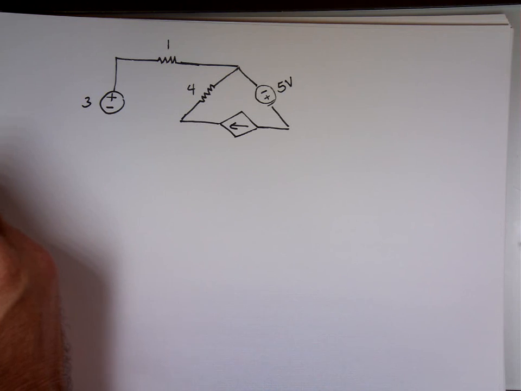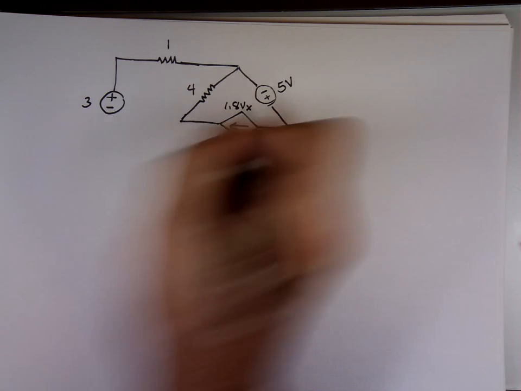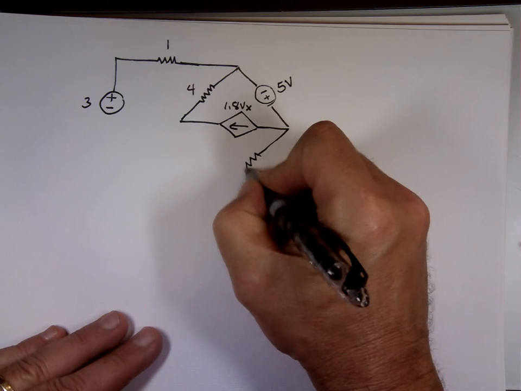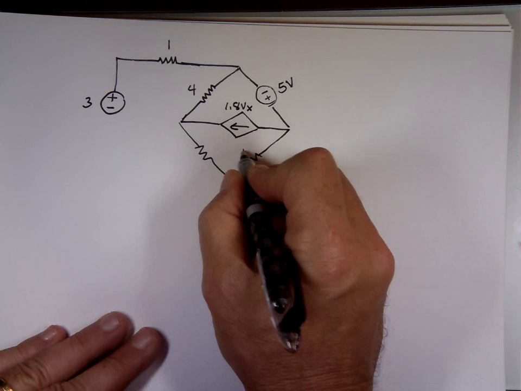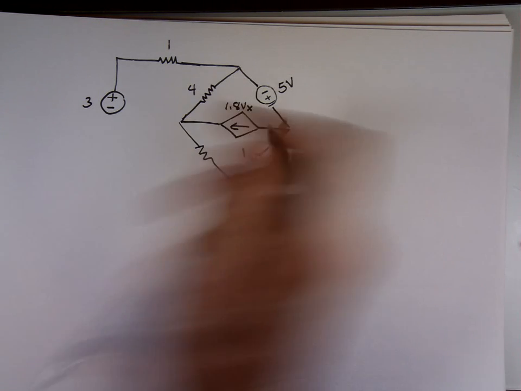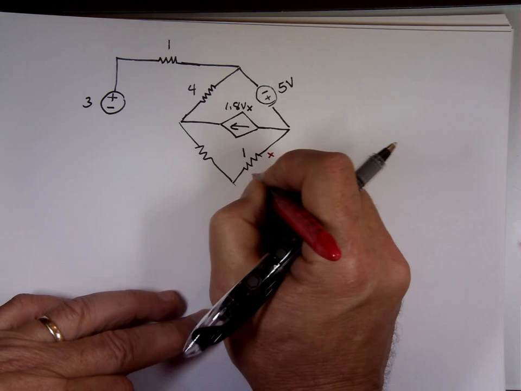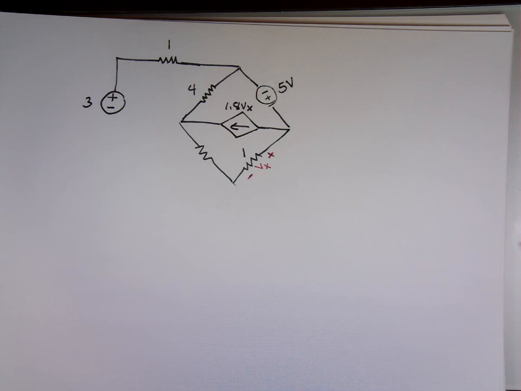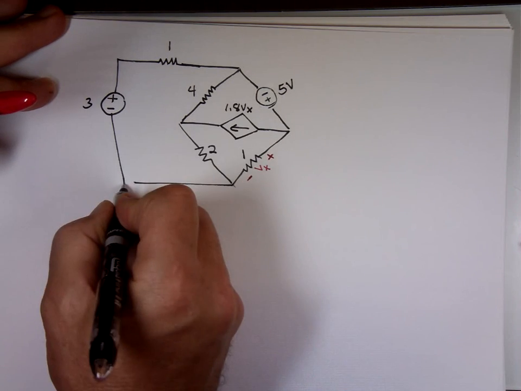1.8 times Vx, this one. And with that value, actually, this is 1, and Vx is labeled as plus to minus right here. They're labeled plus, minus Vx. This is 2 here. That's my circuit.